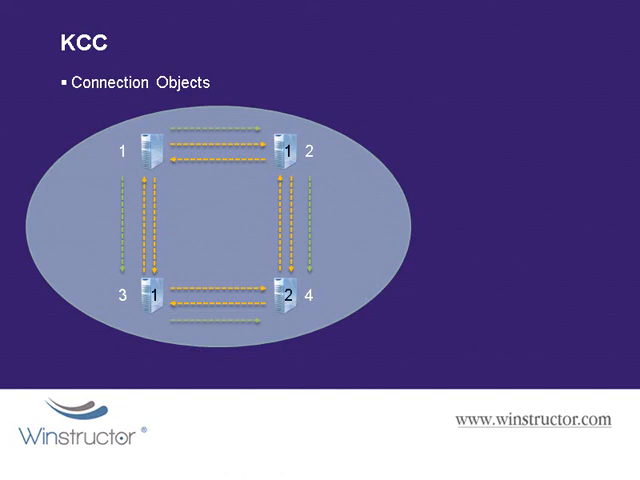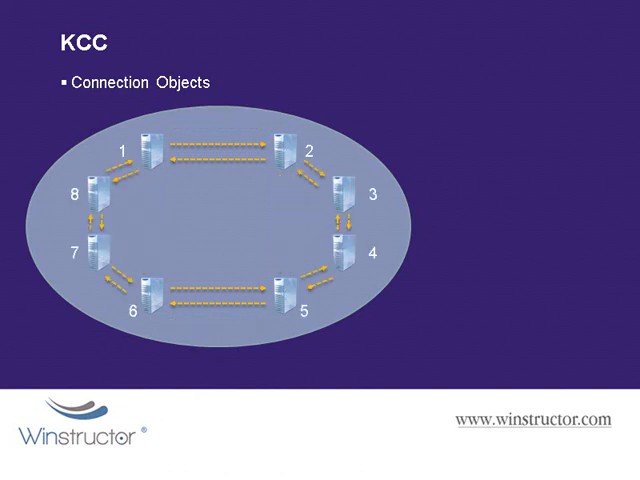Now, one of the limitations of the KCC is that it only supports a 3-hop limit, and for our ring configuration here with 4 domain controllers, that's not a problem since it's only 1 hop from server 1 to server 2, and it's also 1 hop to server 3, and 2 hops to server 4.